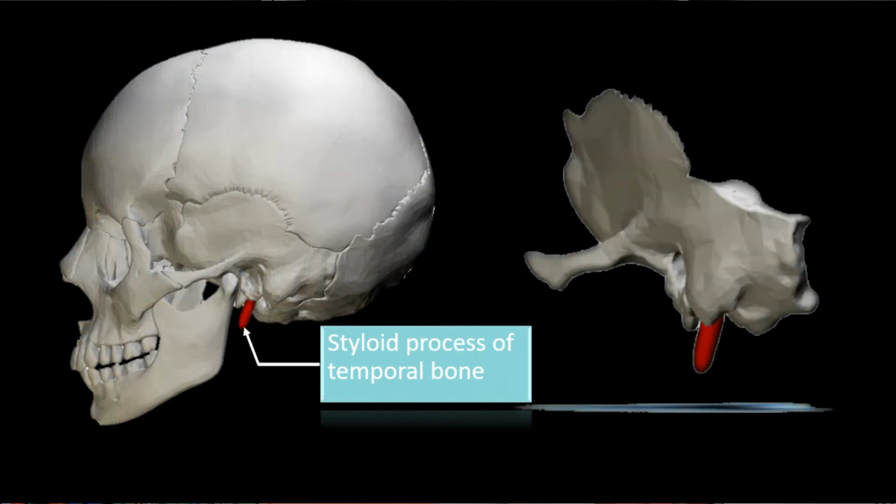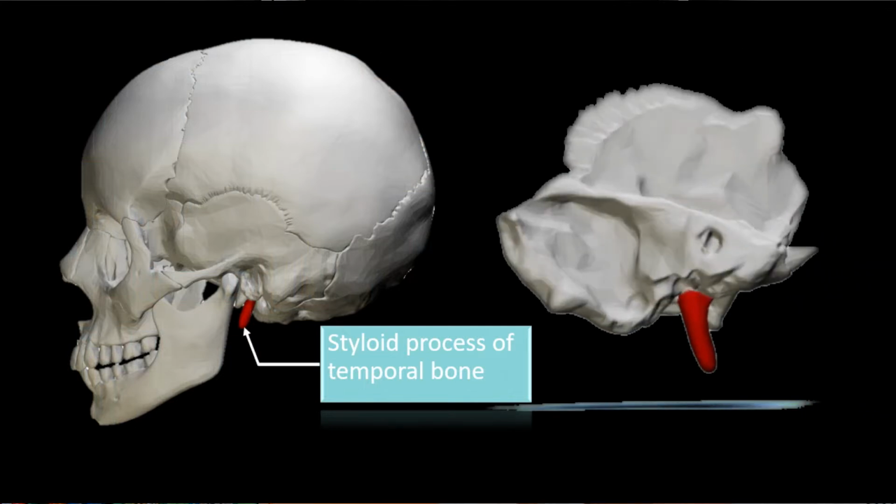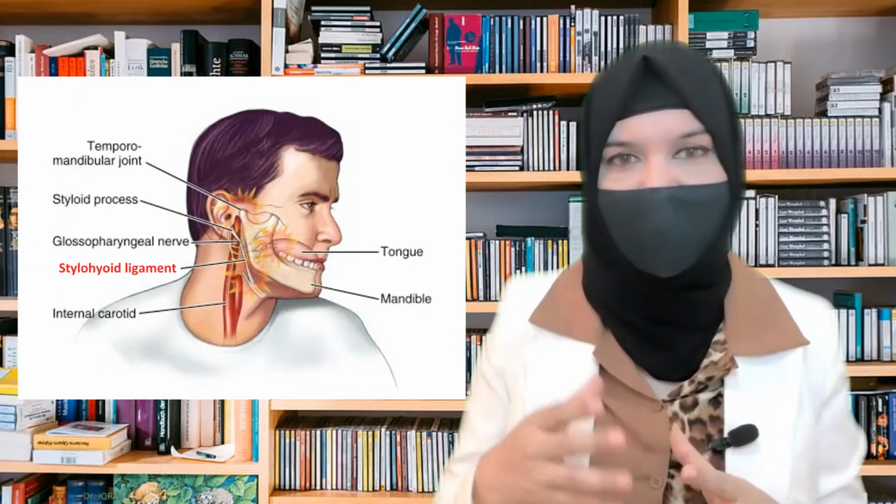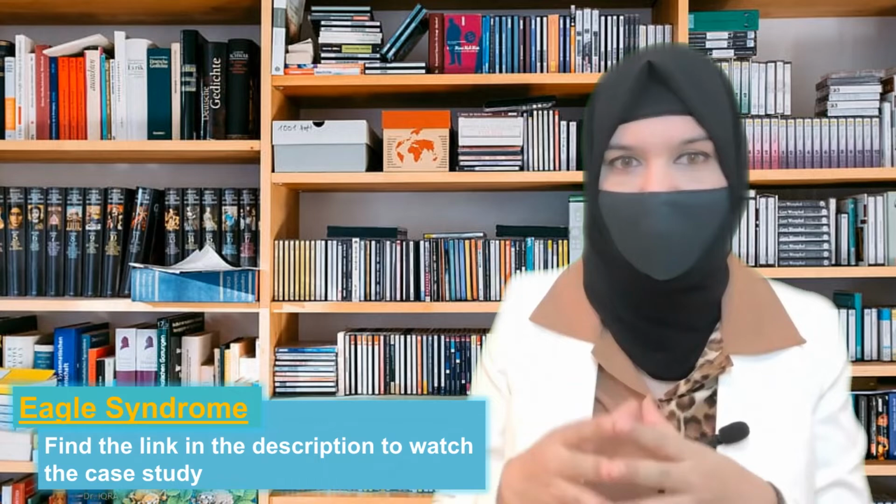So now we have the styloid process of the temporal bone. It's a cylindrical, needle-like projection. It's clinically very important as the elongation of the styloid process or the calcification of the styloid ligament causes neck and ear pain that leads to Eagle syndrome.